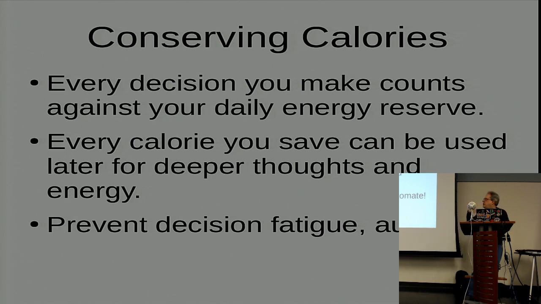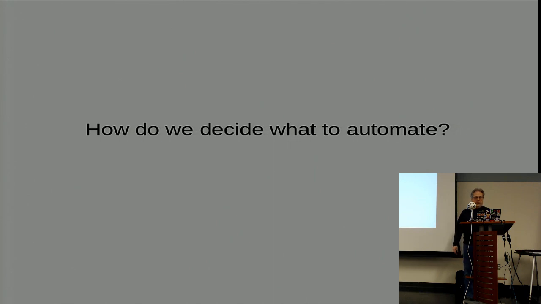And so in order to not wear down on all of these decisions, you can automate some of that stuff, pull it away, so you're not burning all of these calories trying to remember how to do something really simple. So how do we decide what to automate?